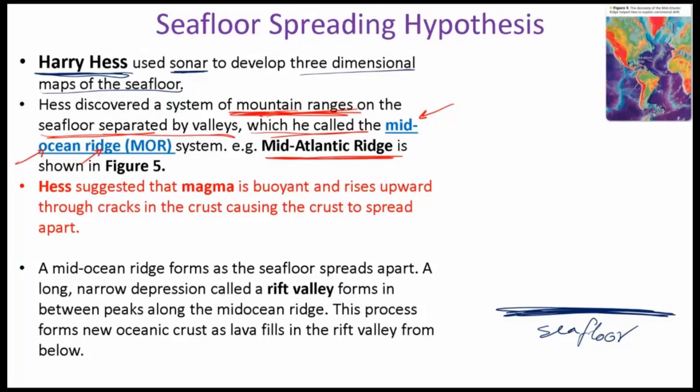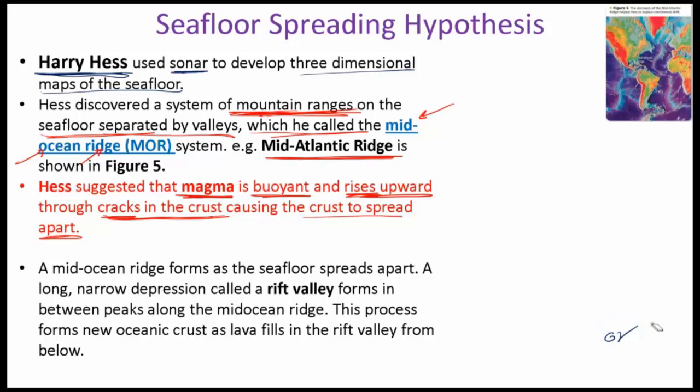So how were these mountains built on the seafloor? Harry Hess suggested that the magma inside the earth under the crust is buoyant. Buoyant means it has low density, so it can move up. It rises upward through some cracks in the crust, causing the crust to spread apart.